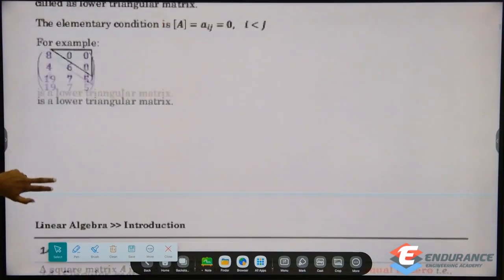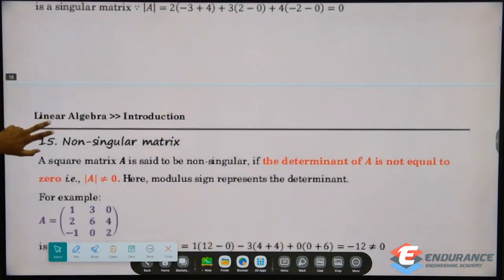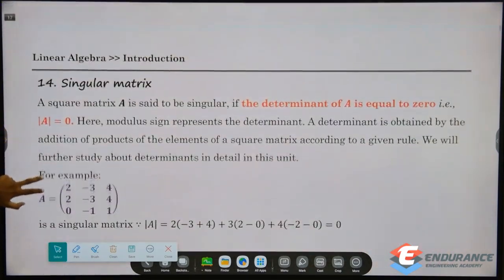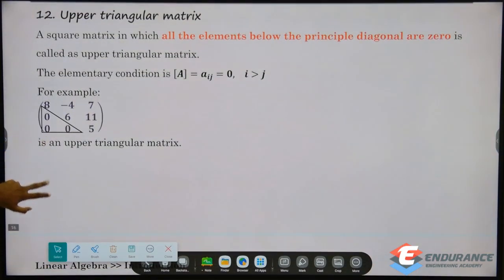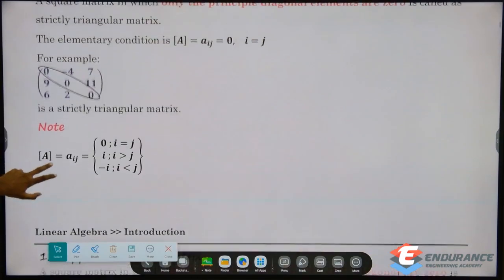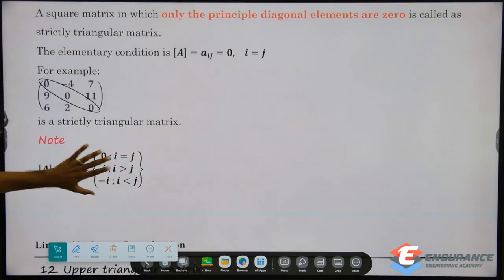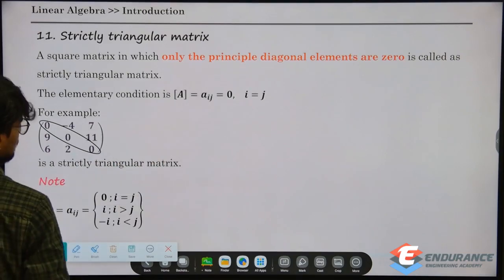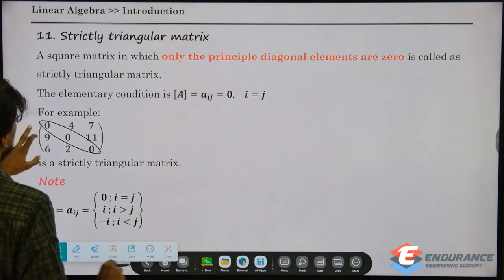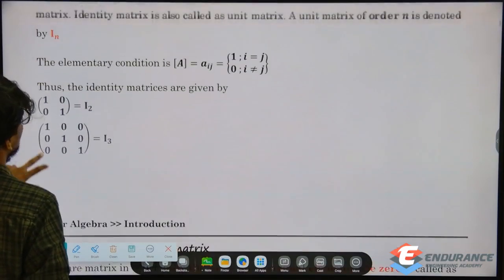For the other types, such as the singular matrix, it is not needed. In fact, an elementary condition cannot be written for it. This condition you leave as of now. I will explain it through problems. This condition I have explained, you can write down. This alone you can leave as of now. I will explain it through problems.